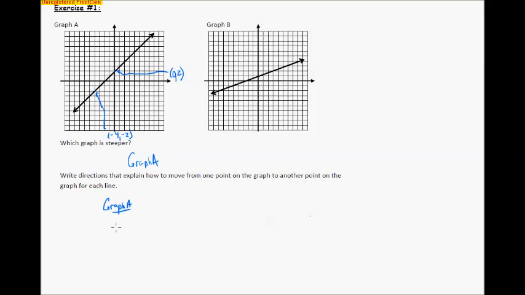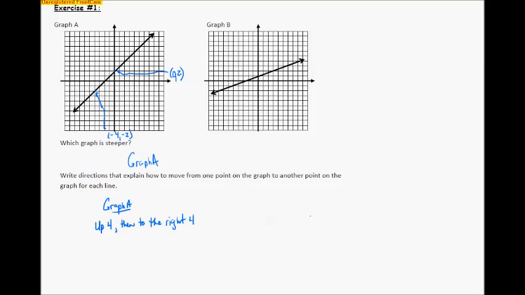Okay, so all I want you to do for this is simply write an English sentence. All right, I would go up 4, then to the right 4. All right, well, that's pretty easy. All right, let's do the same thing for the other.